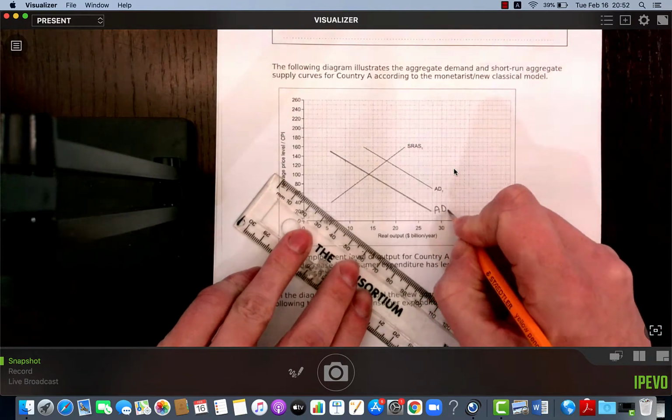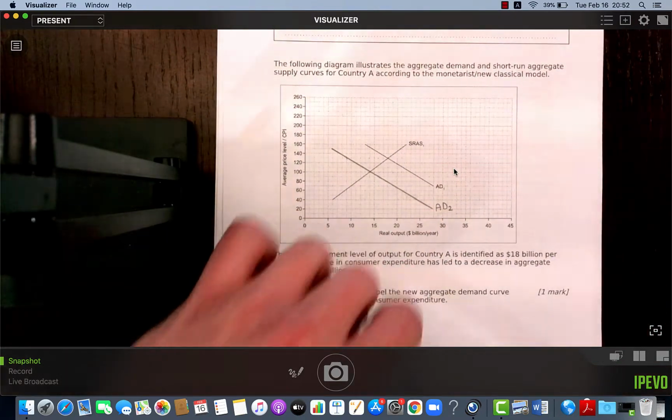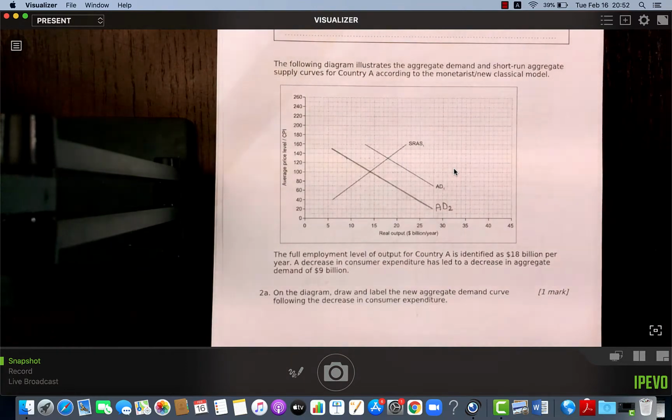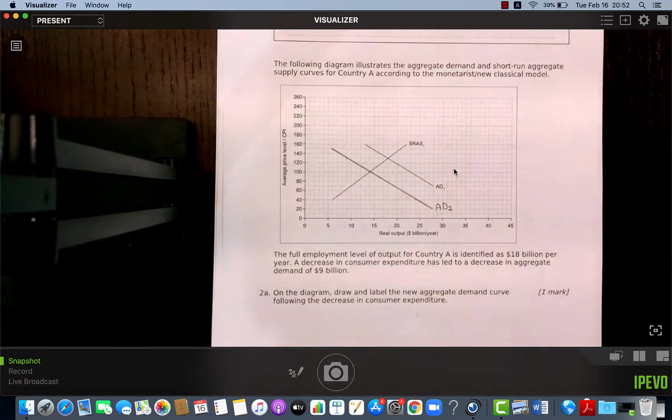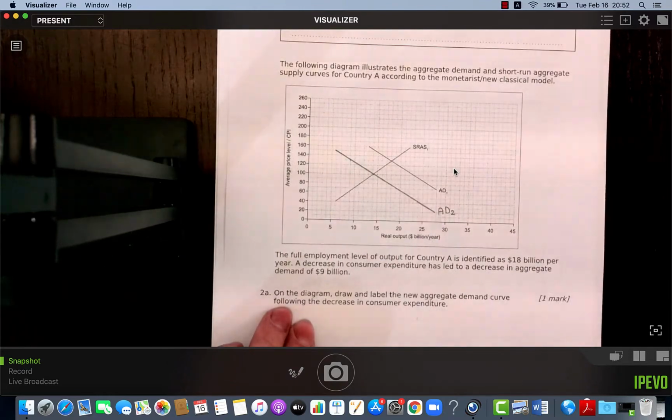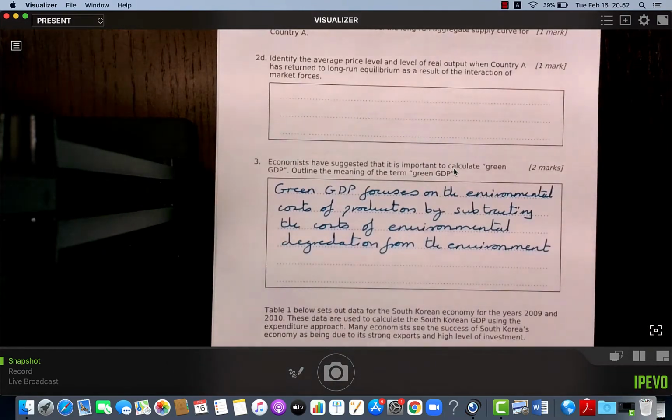AD2. Okay, so what we've done there is just drawn the new aggregate demand curve. I think it looks okay, but in the IB proper exam, this would be much bigger. Okay, so we've done that. So that's great. Okay, so that's that done for the moment now. And I'm going to move on to the next one.